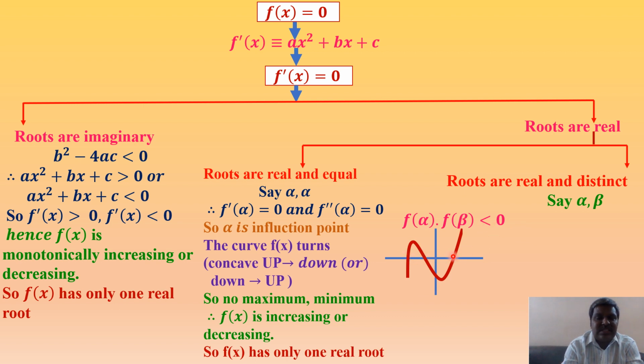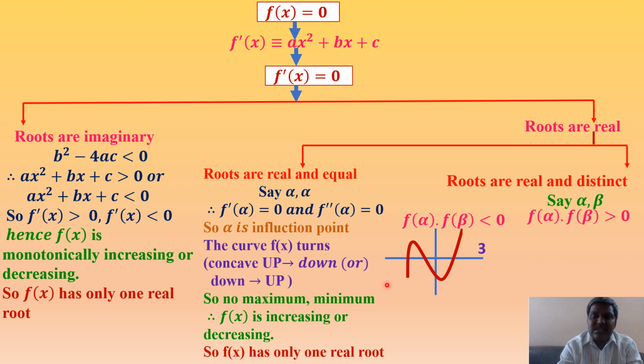See here, 1, 2, 3. These are 3 real roots. Correspondingly, 3 real and distinct normals are obtained. So if f of alpha into f of beta is less than 0, you have 3 real and distinct normals drawn from the given point to the parabola. That is 3 real and distinct normals.